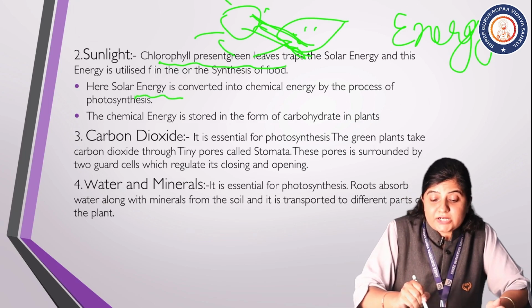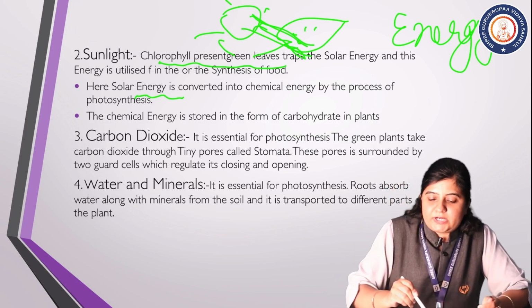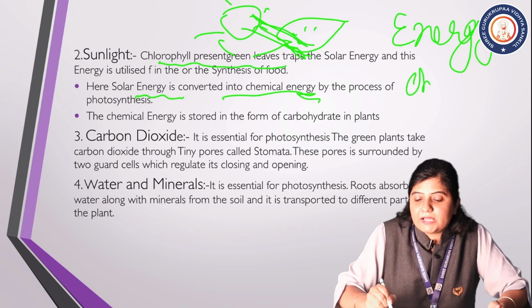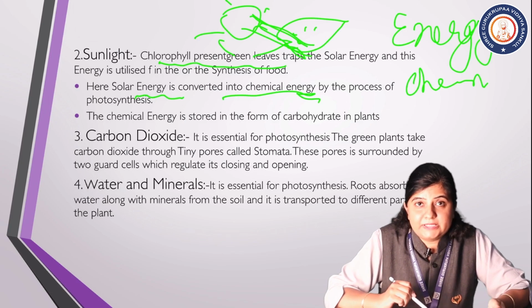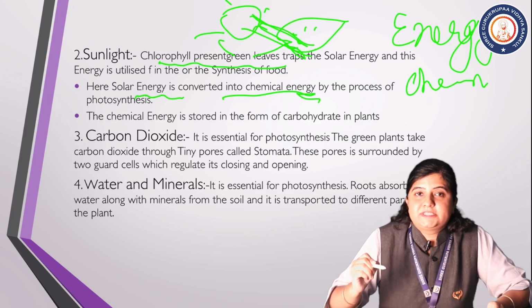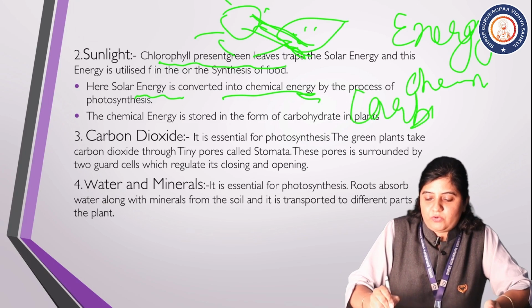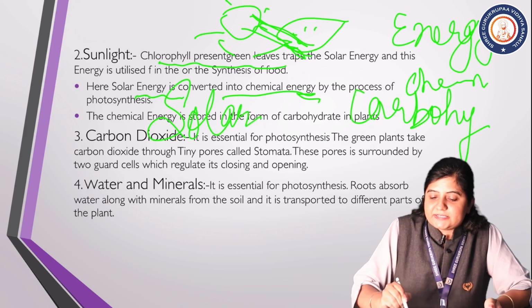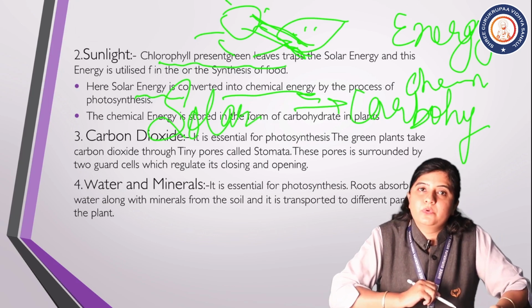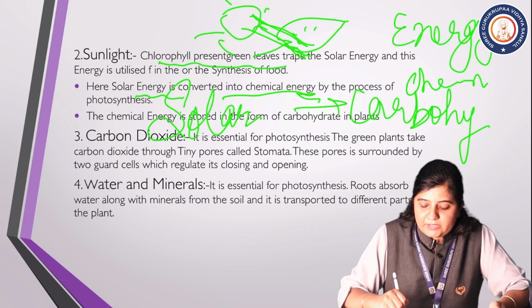Here solar energy, solar means sunlight energy, is called the solar energy, and that solar energy is converted into chemical energy, because here the solar energy is absorbed by the chlorophyll and the photosynthesis reaction takes place and synthesis of food, as I have told you, food or carbohydrate. So that solar energy is converted into chemical energy.